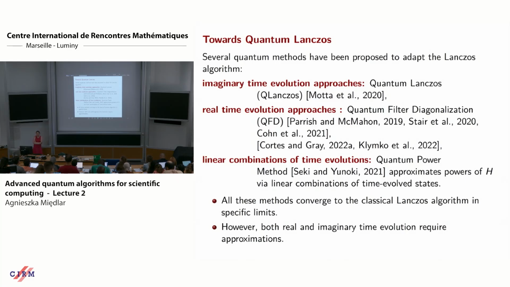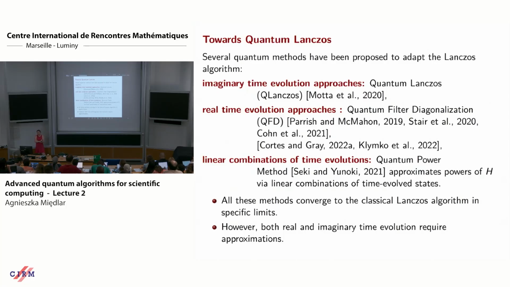Linear combination of time evolution. There is a quantum power method. Those of you who have a little bit of background know that Krylov methods are a generalization of the simple idea of a power method. You apply powers to the vector, and you can get the smallest or largest eigenvalue, depending on what you want. There is a quantum version of that algorithm. But Krylov allows you to compute not only the largest and the smallest, you can calculate way more, because you look at a subspace, not a single vector. All these methods converge to the classical Lanczos in specific limits.